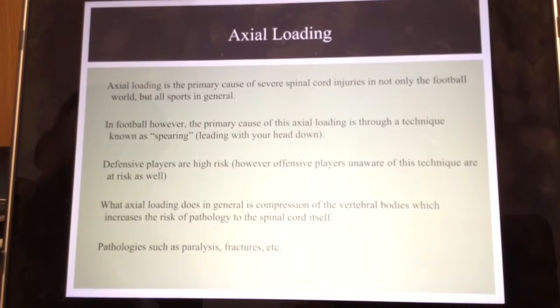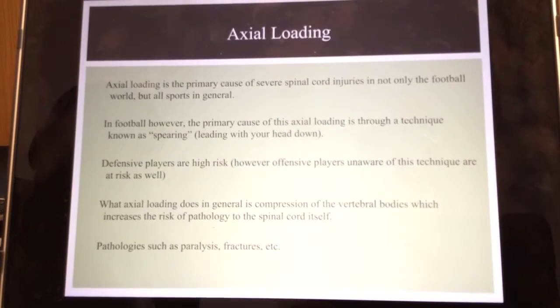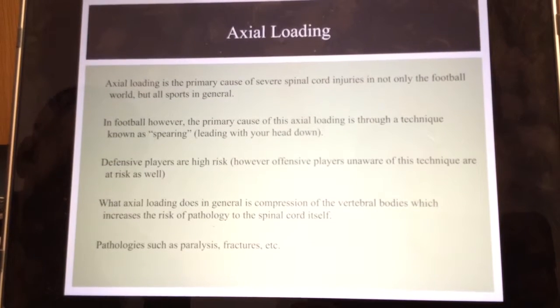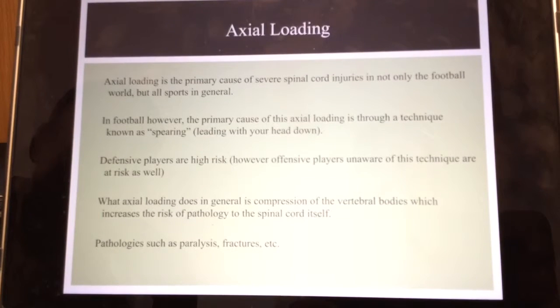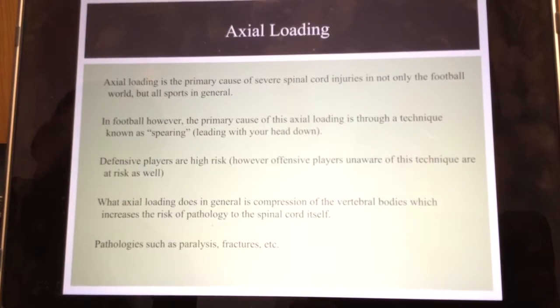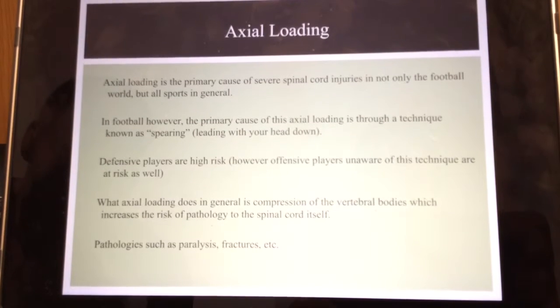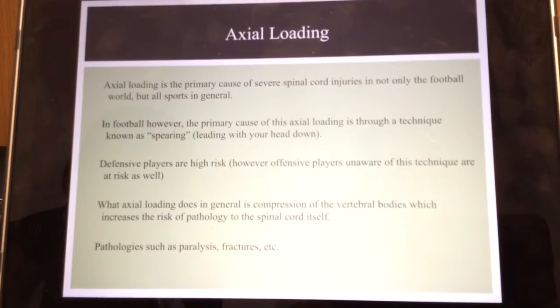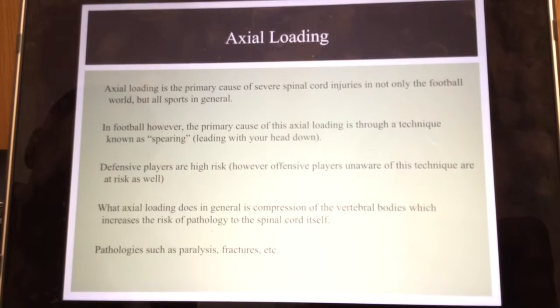What we have right here is a little bit of information on axial loading. This is the primary cause of severe spinal cord injuries, not only in football, but in all sports in general. Another way to think of it is what's called spearing, and that's basically leading with your head down. Defensive players are at high risk, but offensive players that are unaware are at even higher risk. Axial loading puts a lot of compression through those vertebral bodies, and that increases the risk of paralysis, fractures, etc.